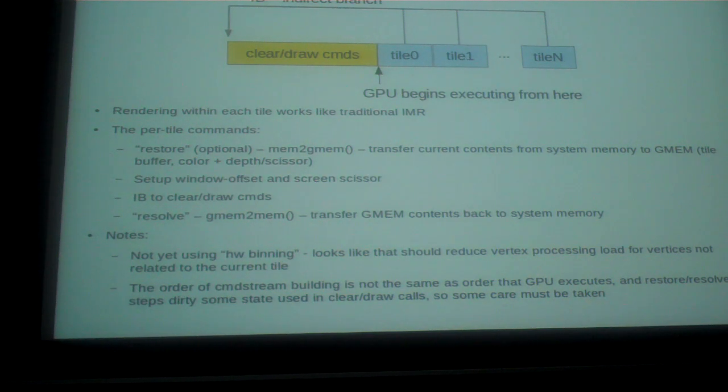So there's a little bit of fun in that because the restore and resolve parts actually dirty some of the state, so you have to keep track, because we're not executing the command stream in the same order that it's built. We build the tile commands first, long after we've done the clear and so on. So we just need to know ahead of time that certain bits of the state are going to be dirtied and always re-emit them on the first draw. So it's something to remember and take into account, but it's not that bad.